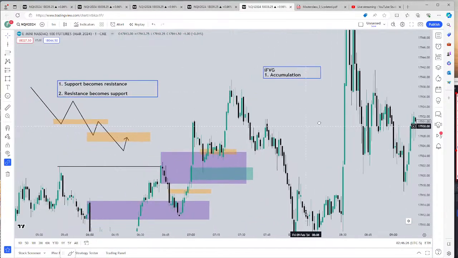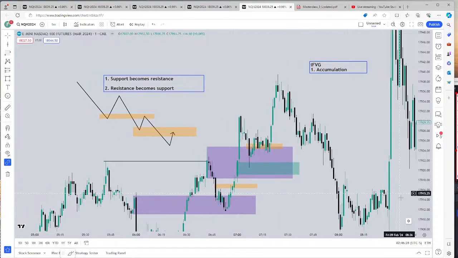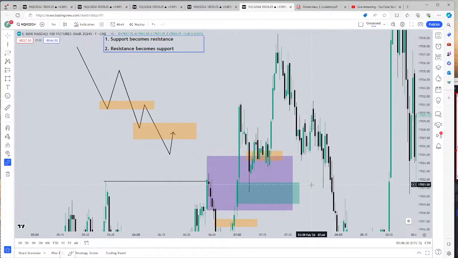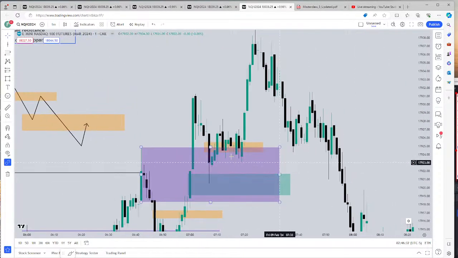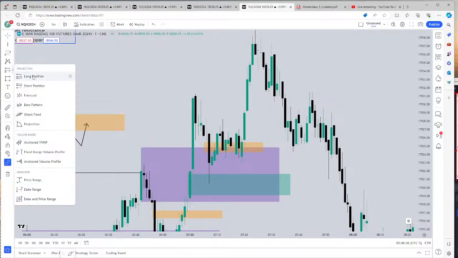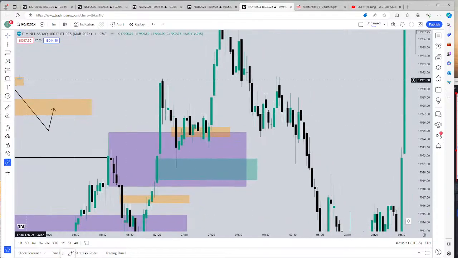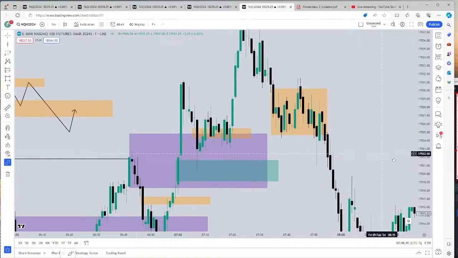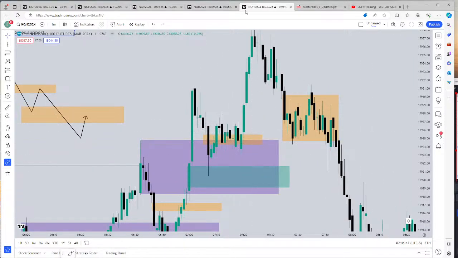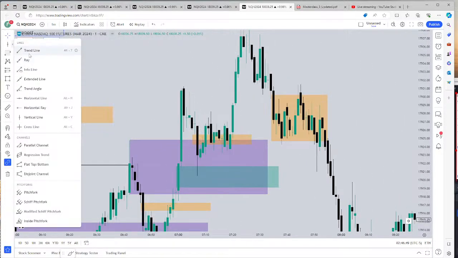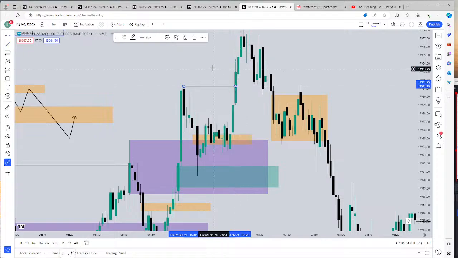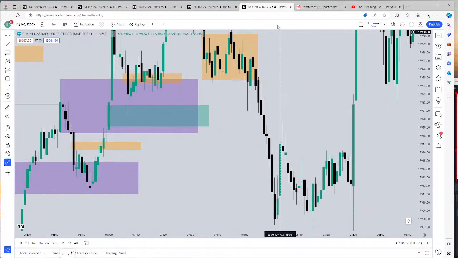I like to see accumulation in an inversion fair value gap. So, for example, look at this one here. We inverse this fair value gap and we're accumulating. That is accumulating long positions. After accumulation, there's usually an expansion. So I want to see ideally accumulation, because that way when we expand, we should be able to take out that liquidity point. So that's one thing.